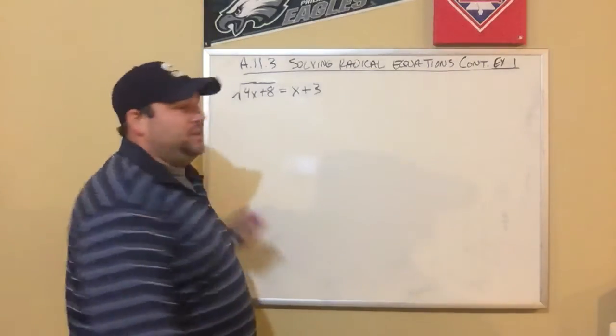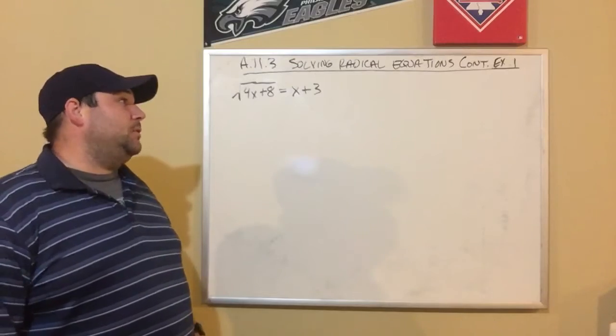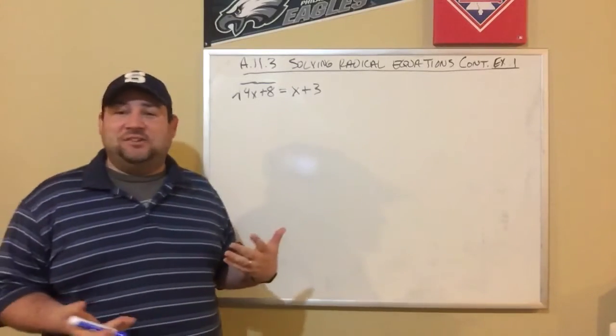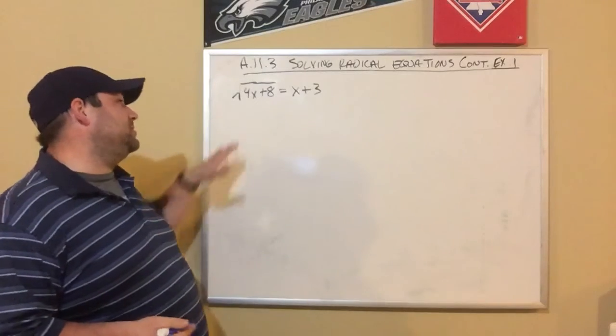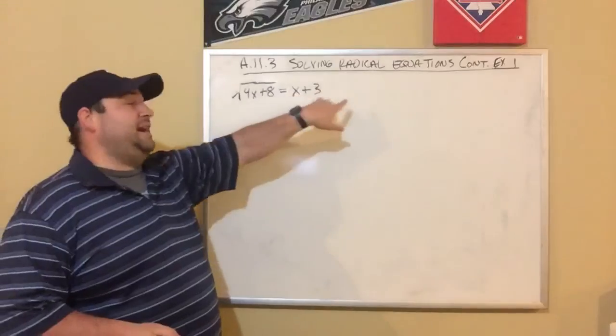All right, algebra. So we're going to continue solving radical equations. I got a couple more examples for you. They get more challenging. And so the first example I got here is the square root of 4x plus 8 equals x plus 3.